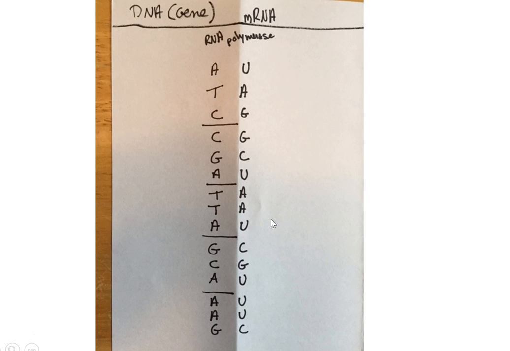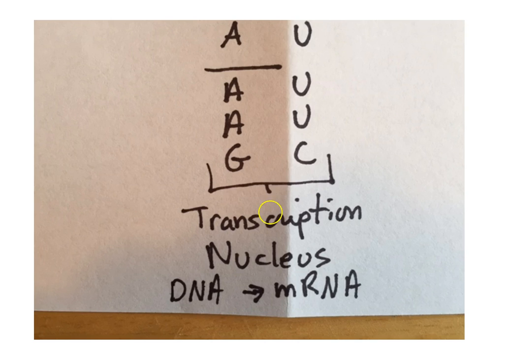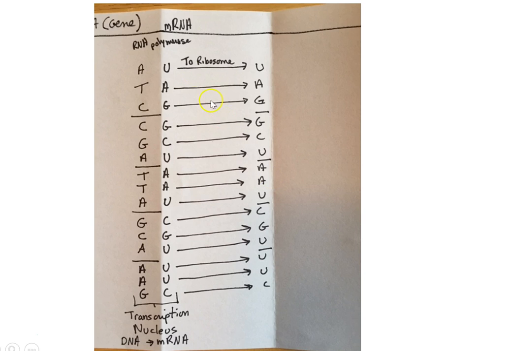Okay, so what's the next step? The next step is we have to get that copy out to the cell to actually produce the protein. Just like if you had a factory, you have to take a copy of those blueprints and send it out to the factory to be made. So this strand of mRNA is going to leave the nucleus and go to the ribosomes. Remember, ribosomes, their function, protein synthesis.